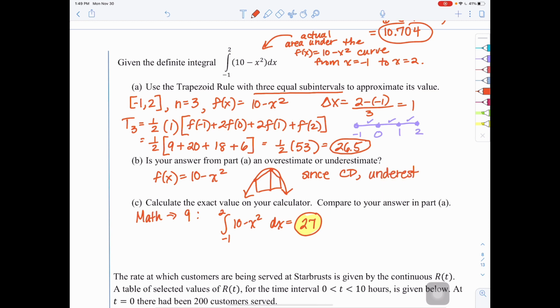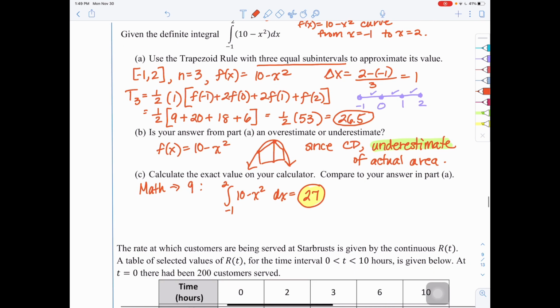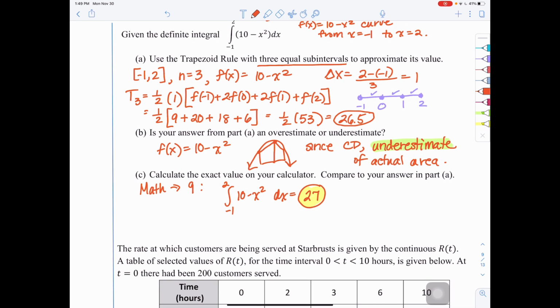So anytime you are concave down using the trapezoidal approximation, you have an underestimate of the actual area. Now, were we correct? 26.5 is less than 27. So it really should make sense right now.